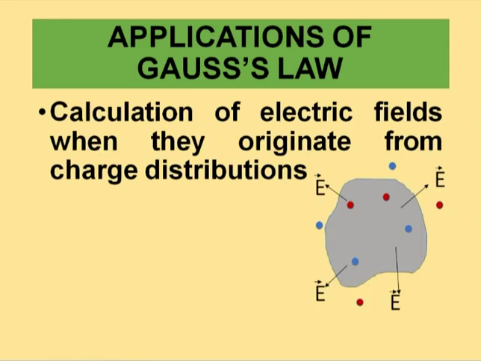Please allow me to emphasize again, the application of Gauss's law is for calculation of electric field strengths when they originate from varying shapes of surfaces and also when the charge distribution is uneven as shown in the figure. However, at all points we must consider the electric lines of flux perpendicular at the surface.